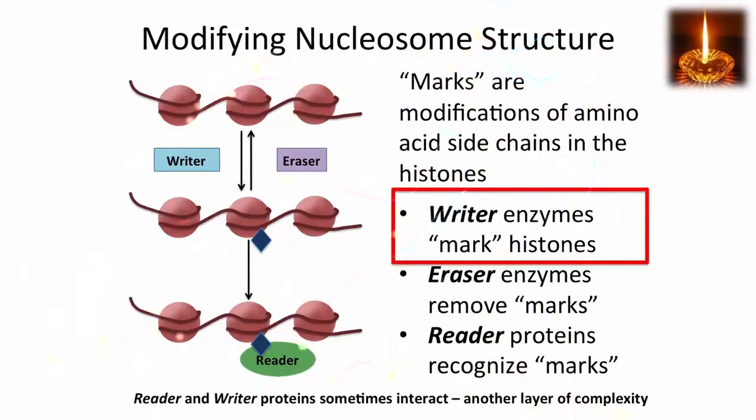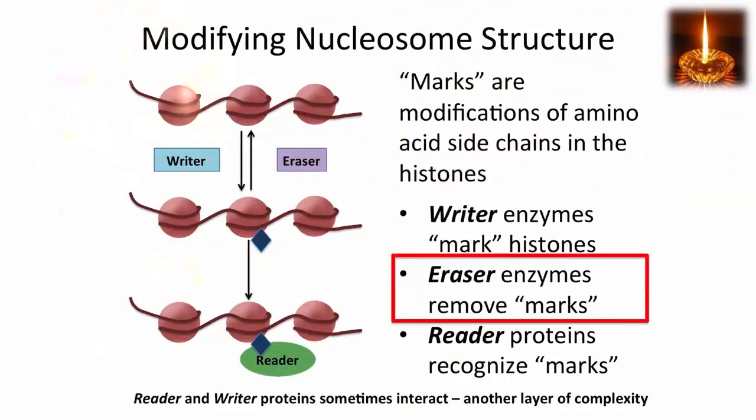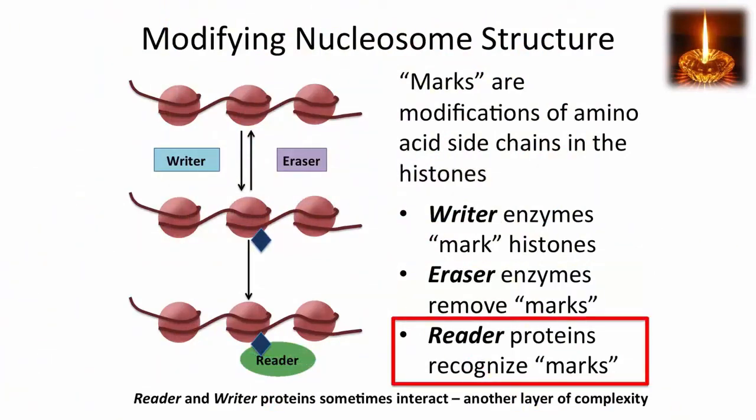The writer enzymes are enzymes that mark the histones, that acetylate, that methylate, that phosphorylate, and those are only a few of the many different types of modifications that can be introduced. Eraser enzymes remove those marks. They take away the modification and return it to its former state. And finally, there are reader proteins that recognize the marks that say, okay, we need to shut down more the expression of this region of DNA or open it more.